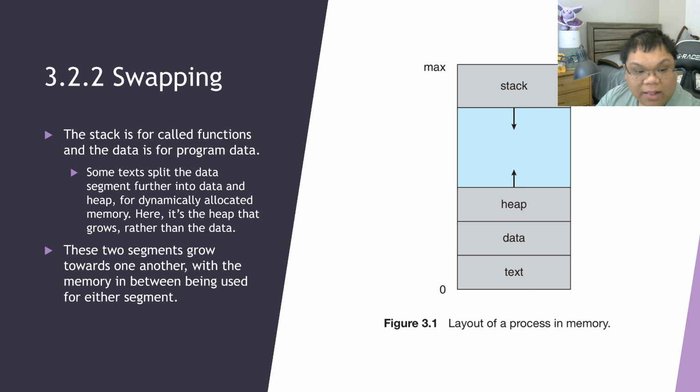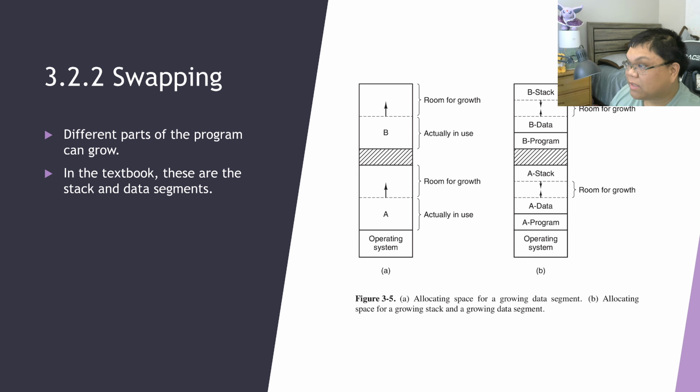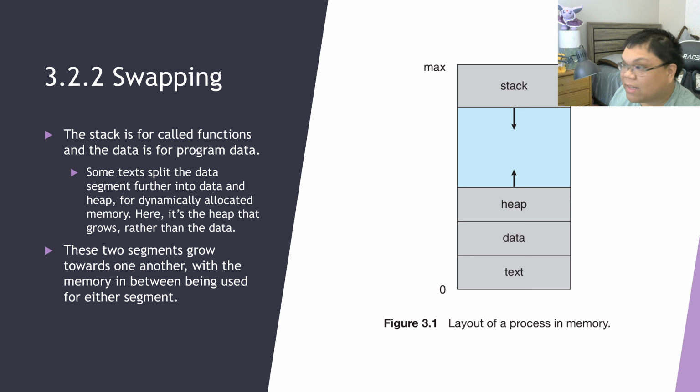So in the Carnival book, that is the book that we're using, we have 3 parts of a program when it comes to what is in that process's memory space. Those are the program itself, the data, and the stack. The data and the stack grow towards one another. And between those two, that is the room for growth. In the dinosaur book, that is further differentiated into what is called the stack and the heap. The data segment, that is its own thing.